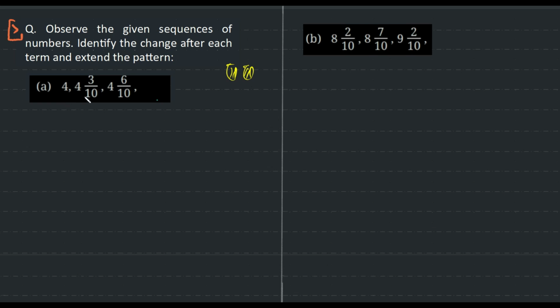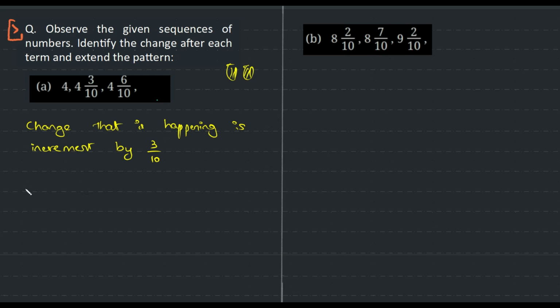So 4 3 by 10 changed to 4 6 by 10. So the change that is happening is an increment by 3/10, right? 3/10, is it not? So that is the change. So we are basically adding 3/10.